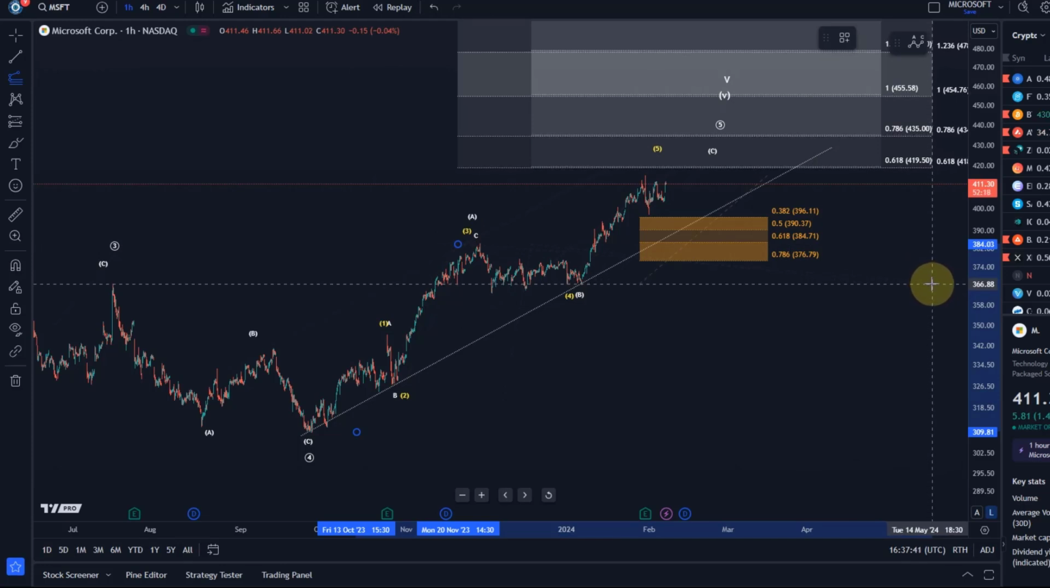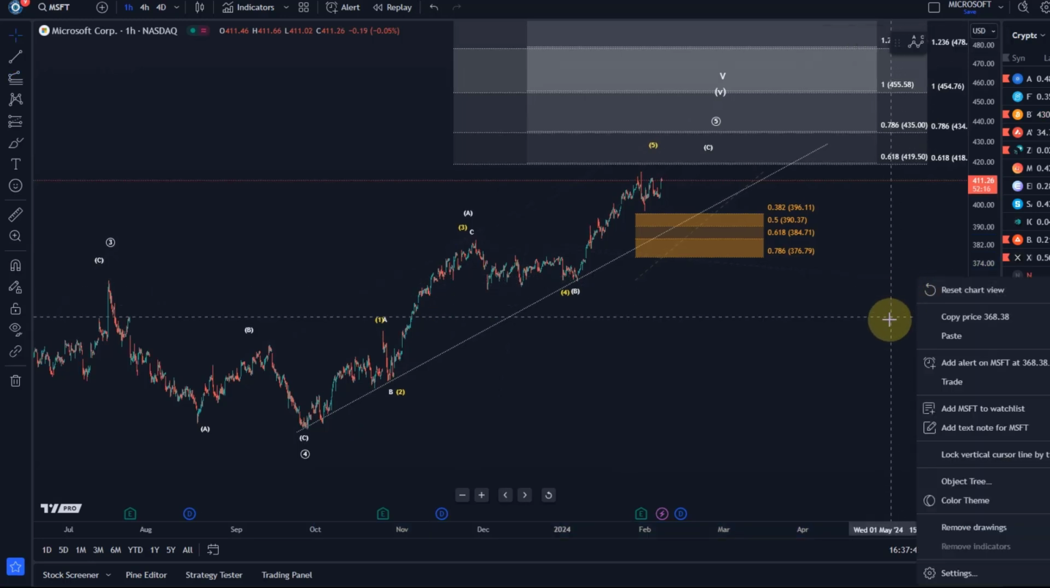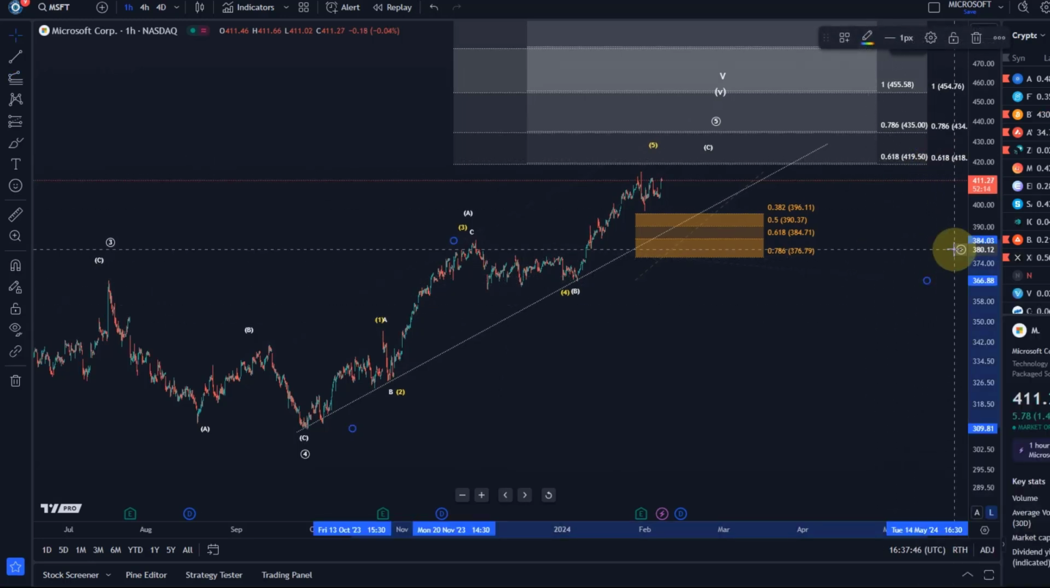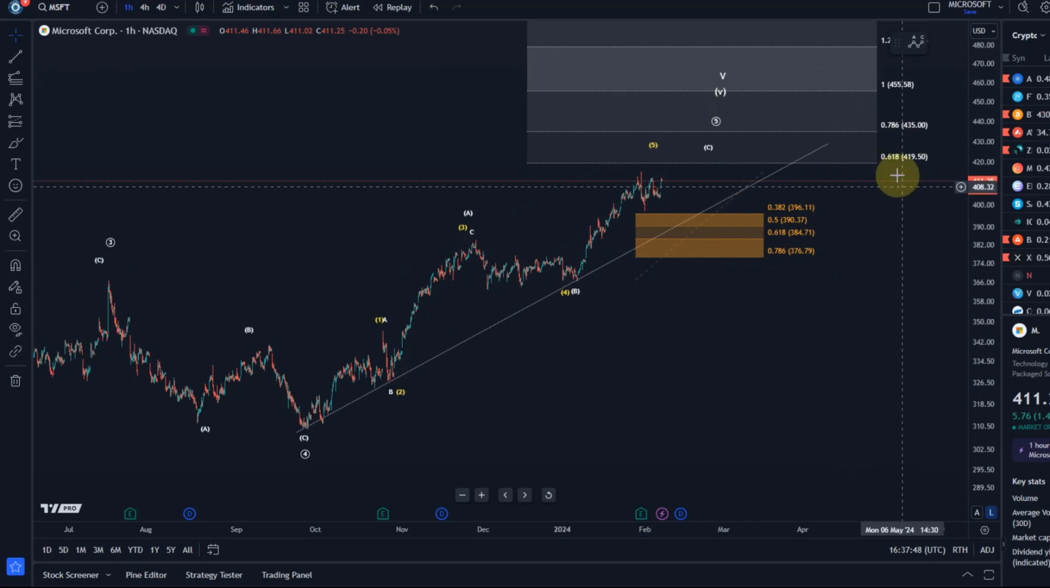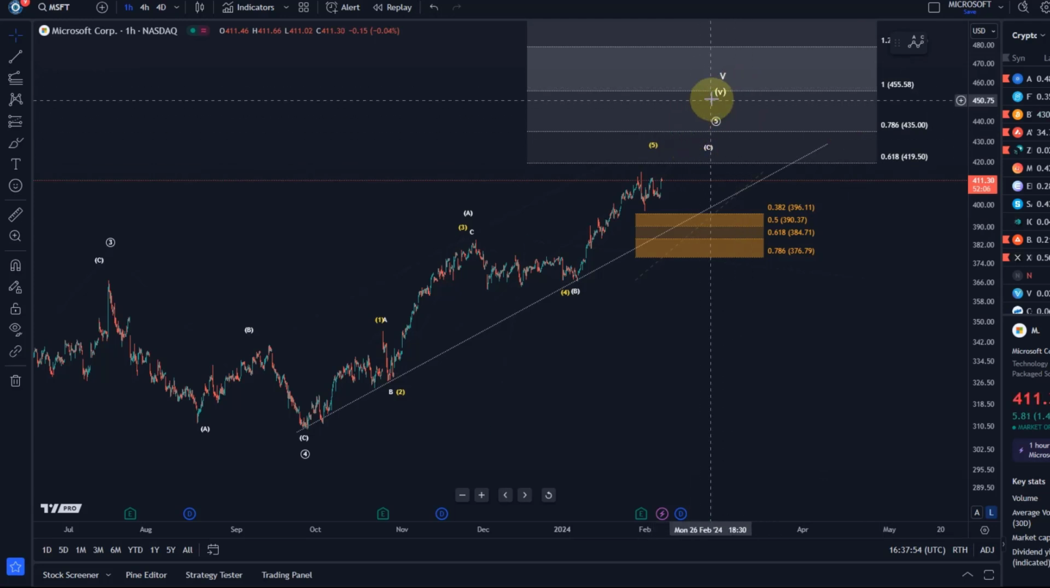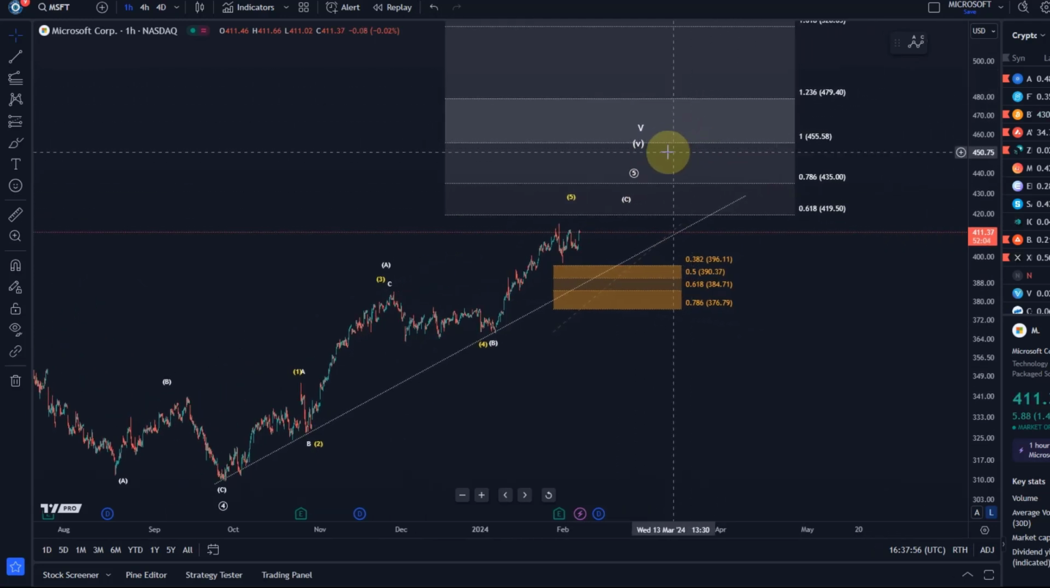Let me just double check something. Yeah, okay, they will be relevant as well anyway. So for the yellow count, the 61.8 extension is more relevant and the 78.6, whereas the 100% extension is more relevant for the white count. And even that doesn't mean it has to finish there. So it can still stretch higher.